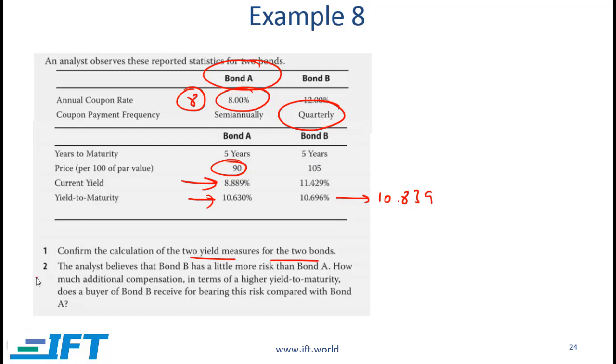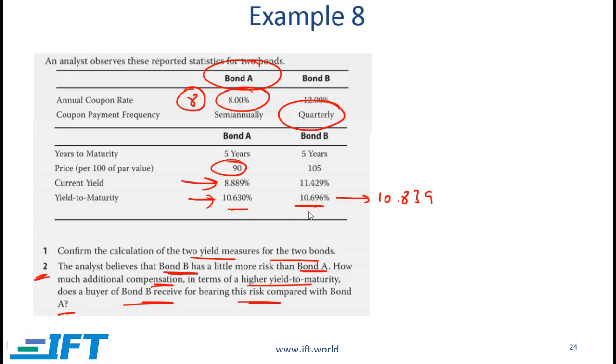Part 2. The analyst believes that bond B has a little more risk than A, which means that the YTM on B should be more than the YTM on A. How much additional compensation in terms of a higher YTM does a buyer of bond B receive for bearing this risk compared with bond A? The quick thing to do, and this is something that you might be tested on in the exam, would be to simply look at the difference of these two numbers.